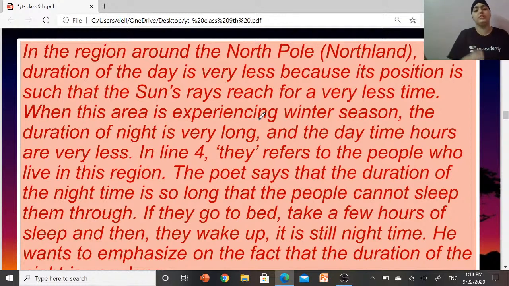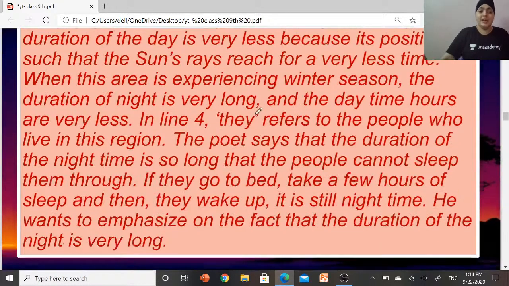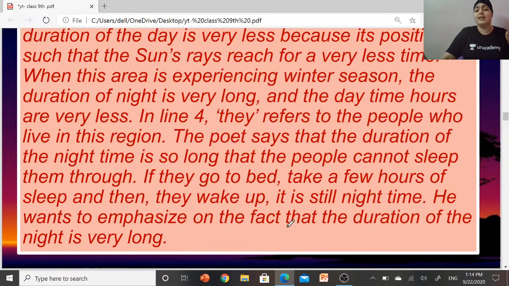In line 4, "they" are the people who live in this region. And the poet says that the duration of the night time is so long that the people cannot sleep them through. For the entire day, they can't sleep for the entire night. Okay, if they go to bed, take a few hours of sleep and then they wake up, but it's still night time, that time also. He wants to emphasize the fact that the duration of the night is very, very long.